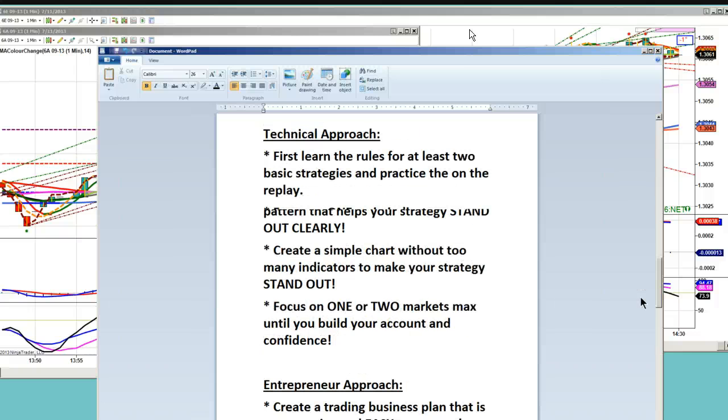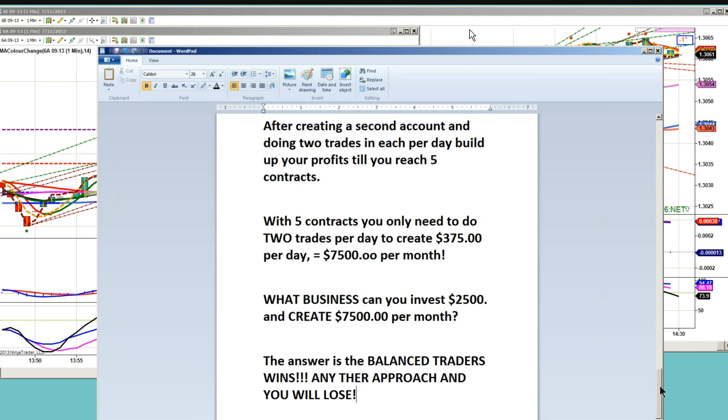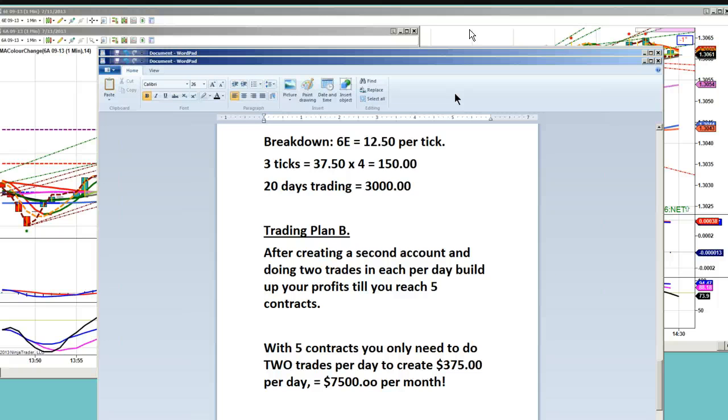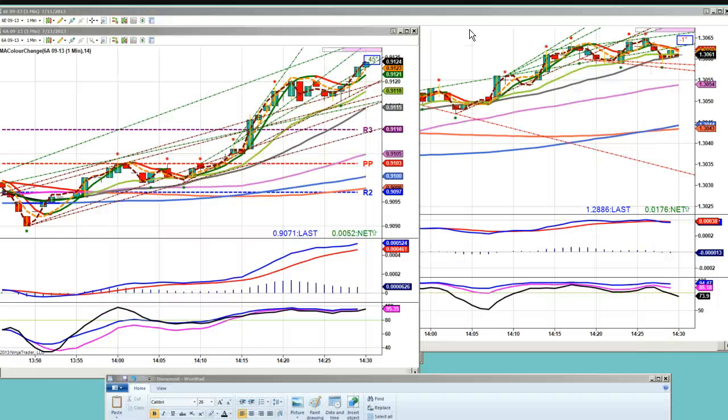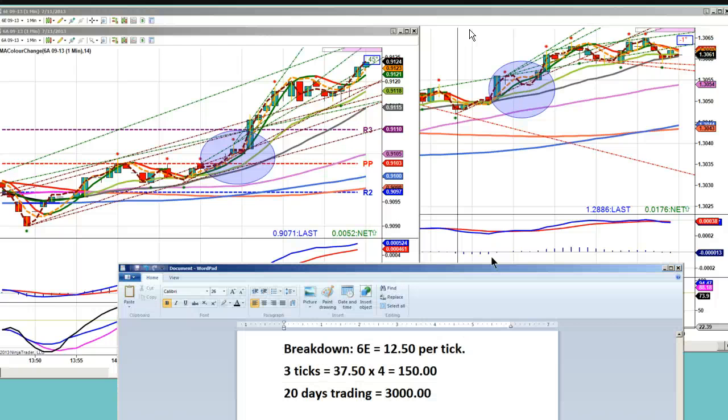Now remember, if you become a real whiz, instead of doing 2 trades a day, 1 trade in one account, remember at 5 contracts, all you have to do, guys, is sit there long enough and wait for one market to give you 3 ticks with 5 contracts, and the other market to give you the same thing. 2 trades a day at 5 contracts gives you $7,500 a month.